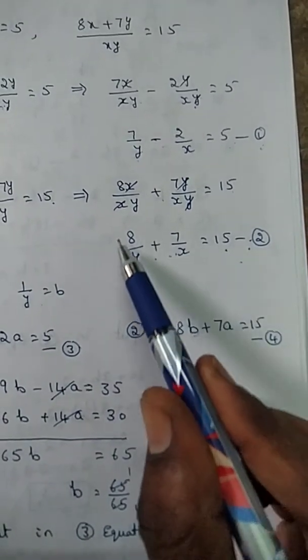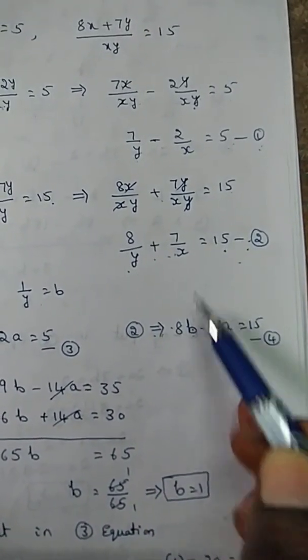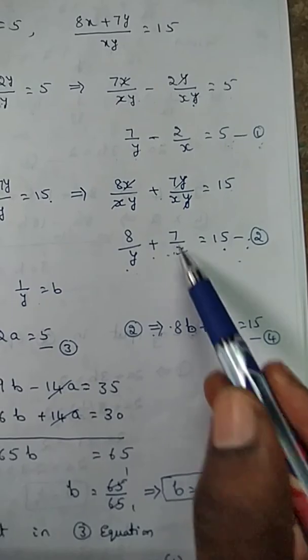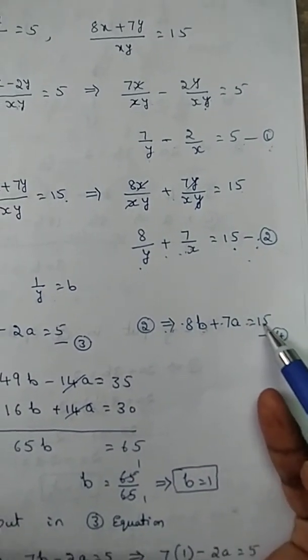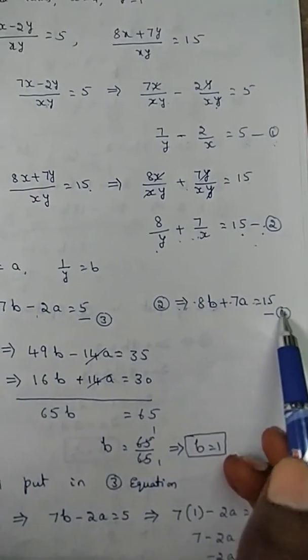Why? Because 1/y is equal to b, so 8b. And 1/x is equal to a, so we write 7a is equal to 15. Now it is the third equation, and this is the fourth equation.